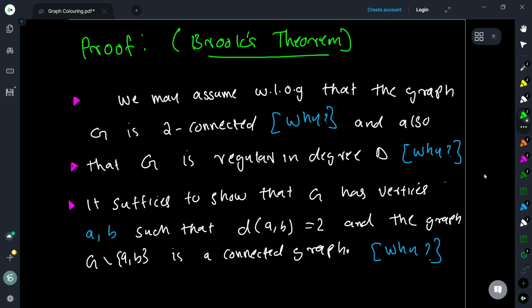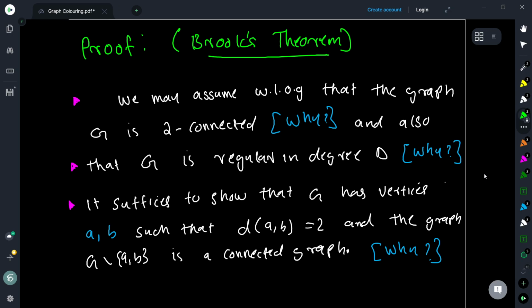So of course, we can assume that the graph is connected. That is the first immediate observation. And the second immediate observation is that we can assume that it is 2-connected and there is no cut vertex. So I want you to think about why we can assume that the graph is 2-connected. Okay, so this is the first thing that you want to prove.